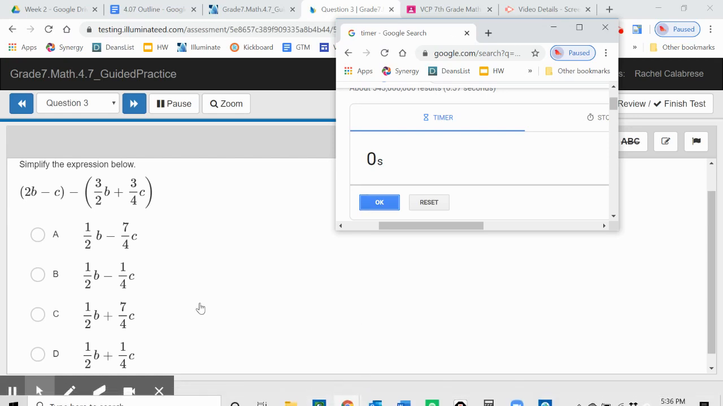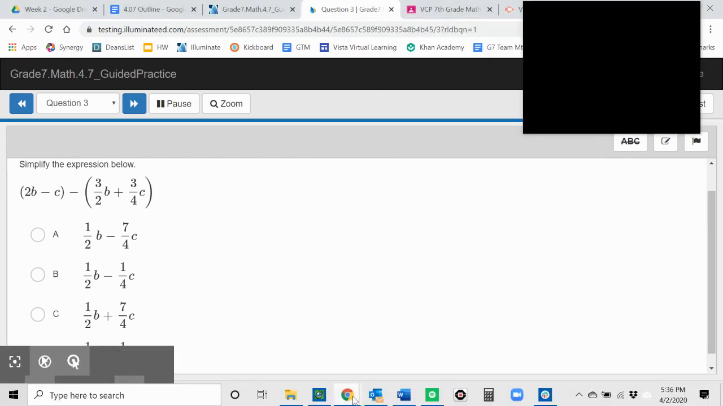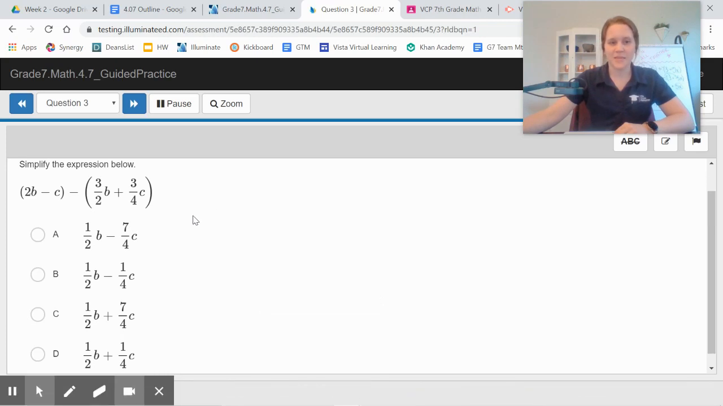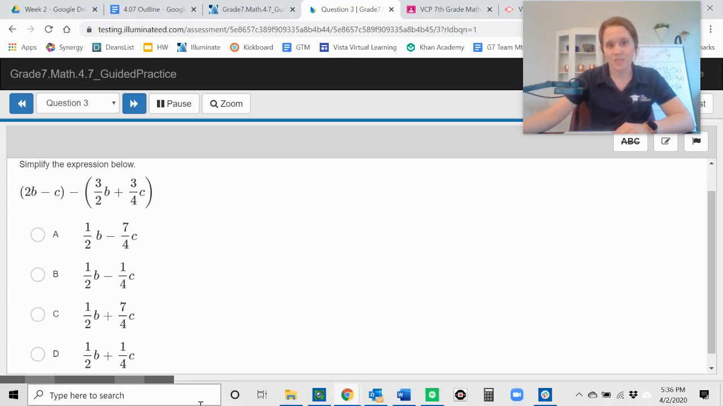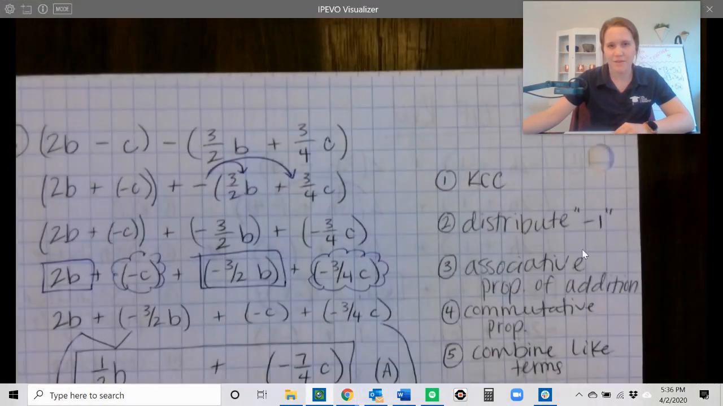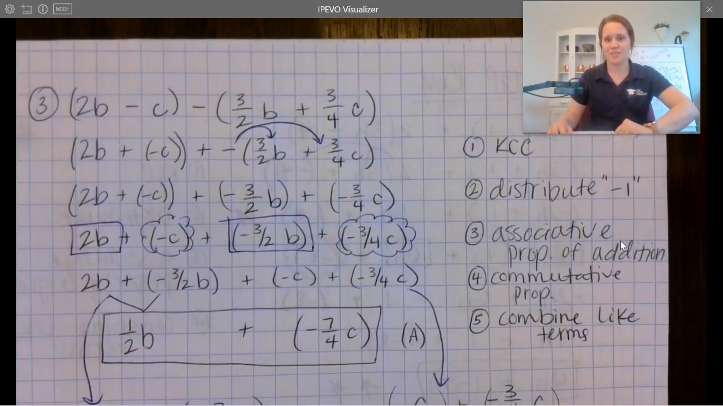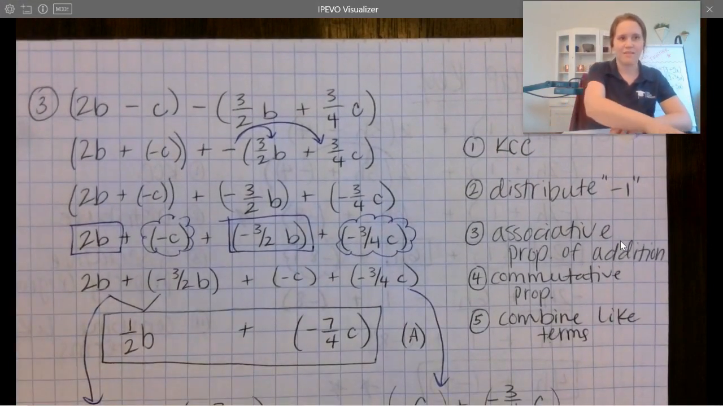All right, folks, there is our time. If you need more time, please click pause. This question was a little bit different in that it included some fractions. Not to worry, all of the properties work exactly the same way. So I'm going to show you my work and make sure that you have, if you didn't have this one done correctly, that you copy it. If you do, then pay attention to where you're going to be putting stars into your work, okay?